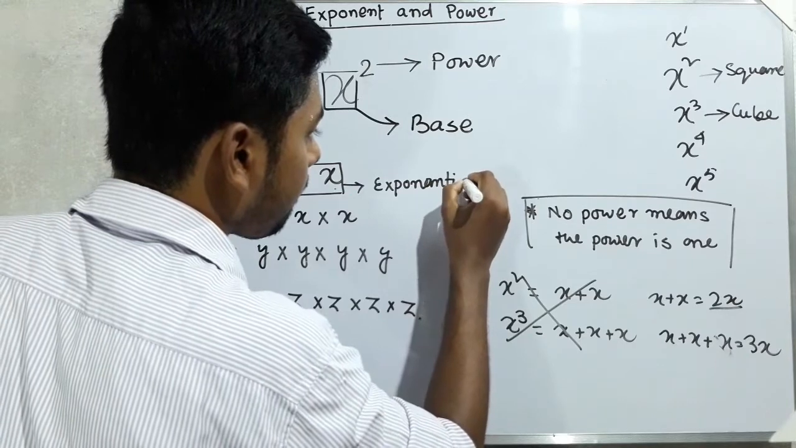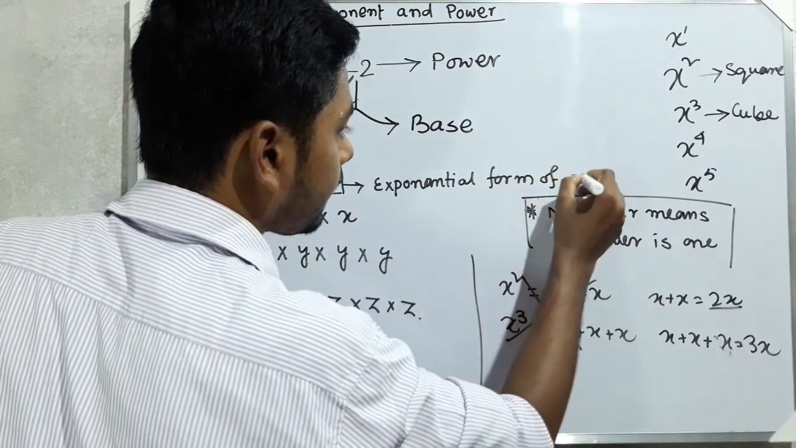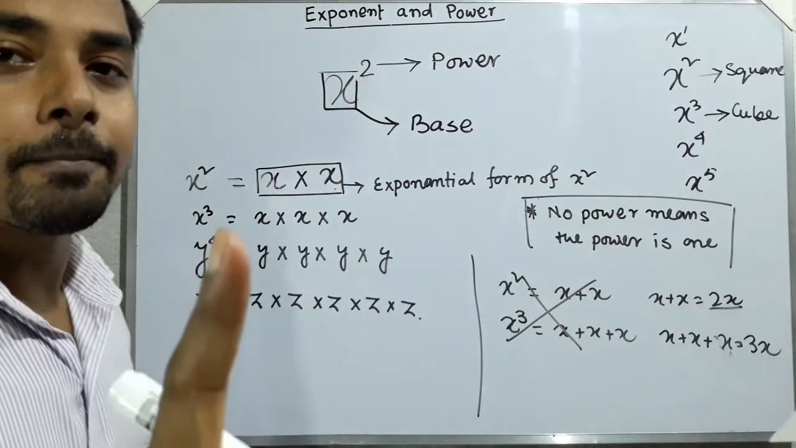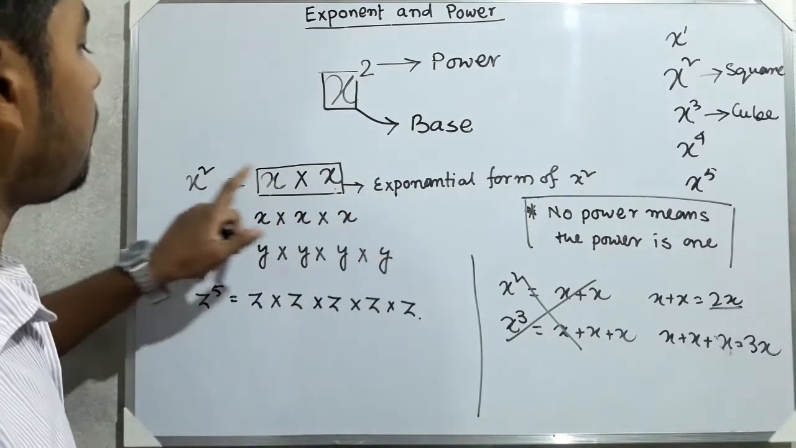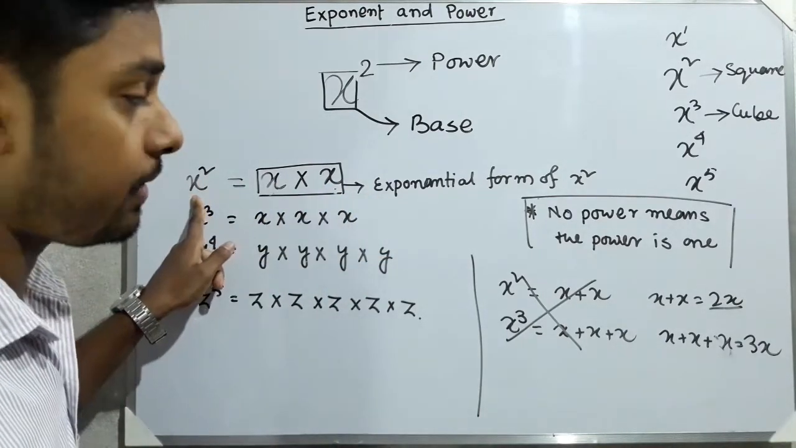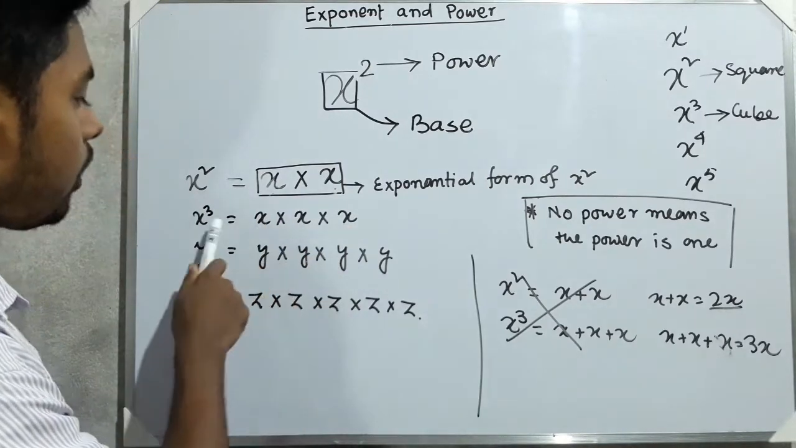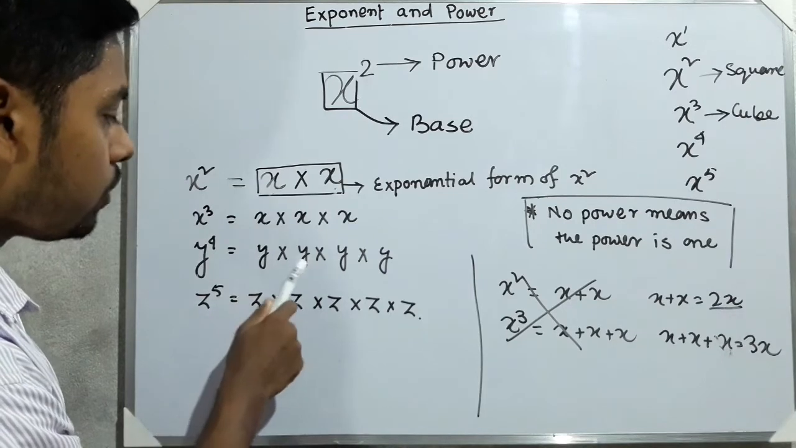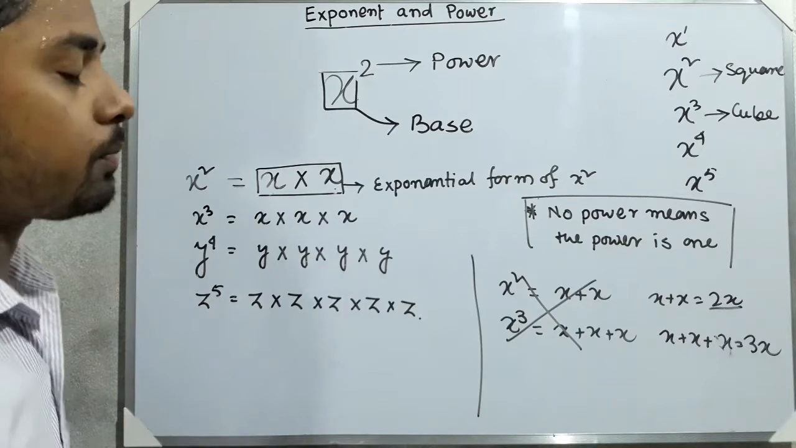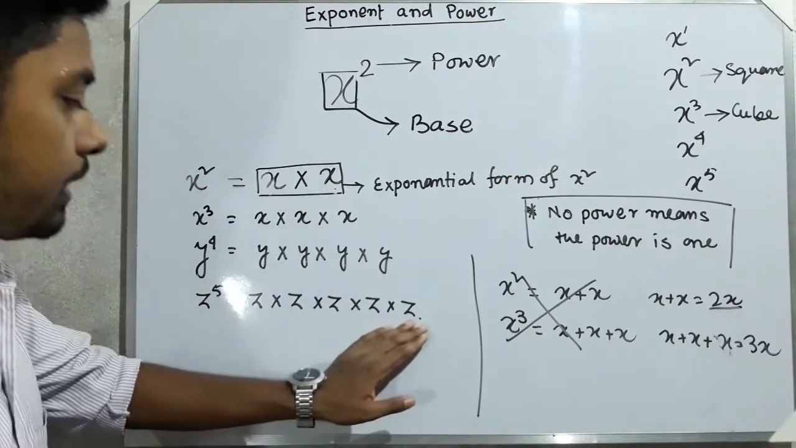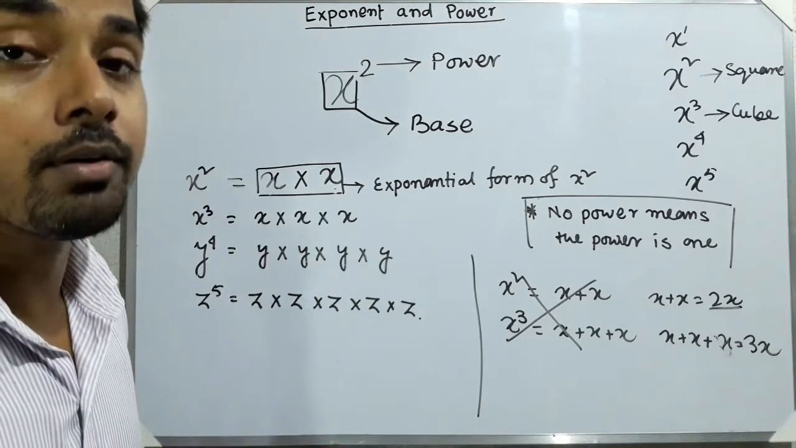Exponential form of x square. Clear? This x into x is the exponential form of x square, and x into x into x is the exponential form of x cube. y into y into y into y is the exponential form of y to the power 4. Similarly, this is the exponential form of z to the power 5.